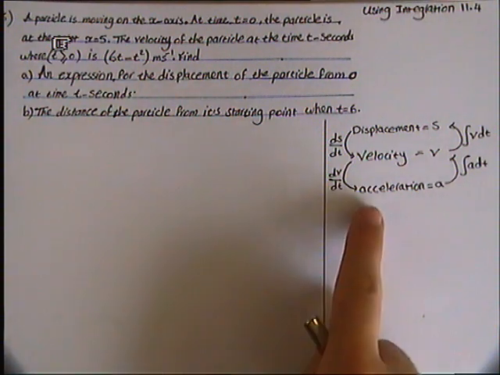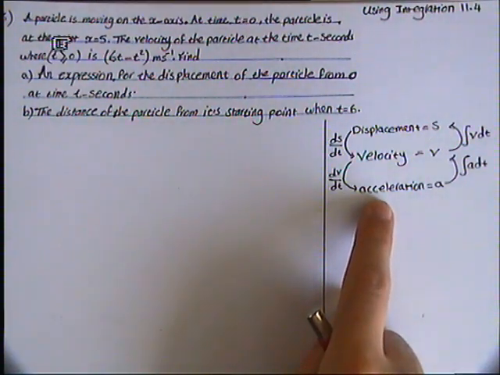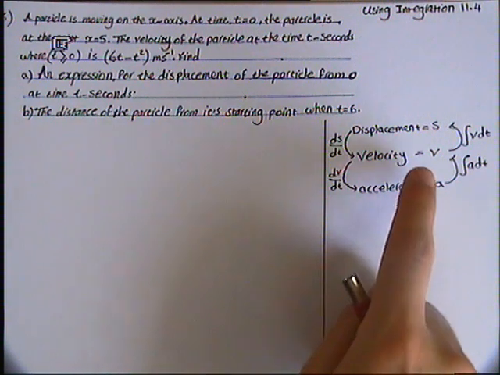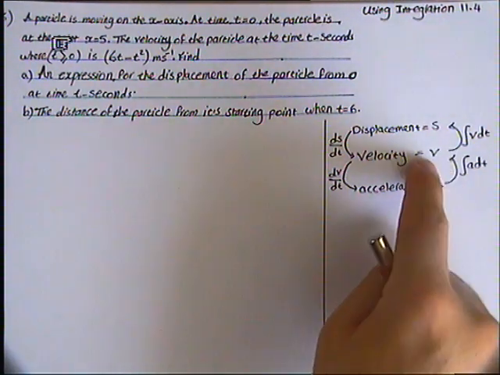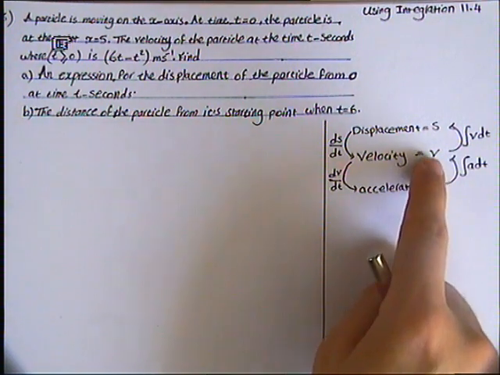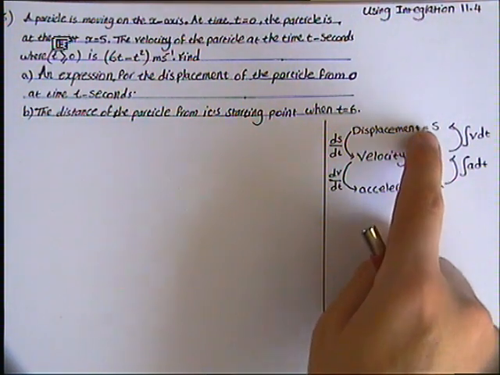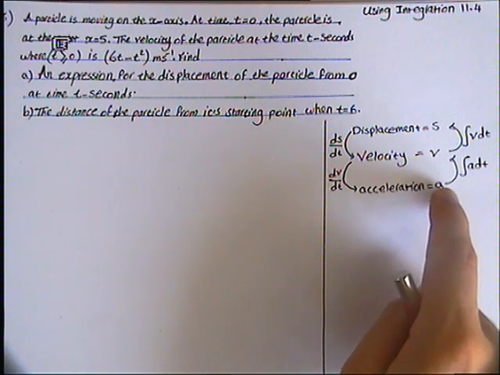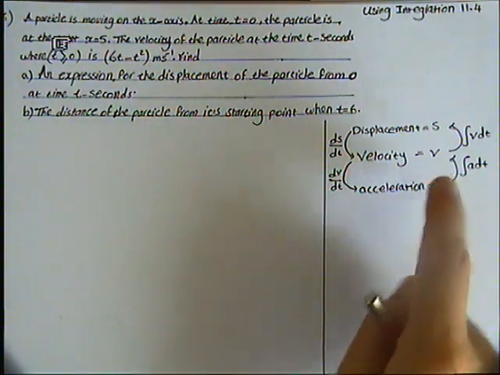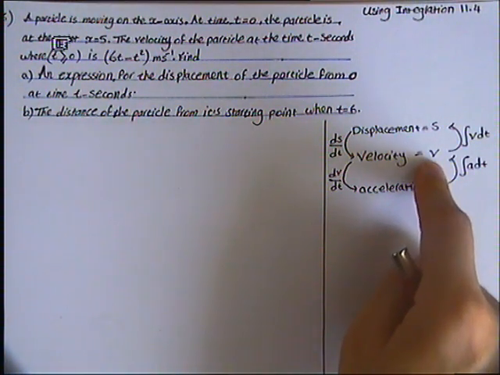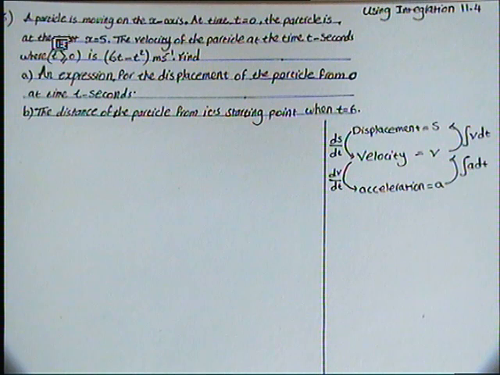So imagine the formula for acceleration is given, and we've been asked to work out the velocity at a certain time. All we need to do is integrate acceleration to get velocity. Or if you've been asked to find displacement, integrate acceleration twice to get displacement, or integrate velocity once to get displacement. Okay, so let's go through example 6 from the textbook.